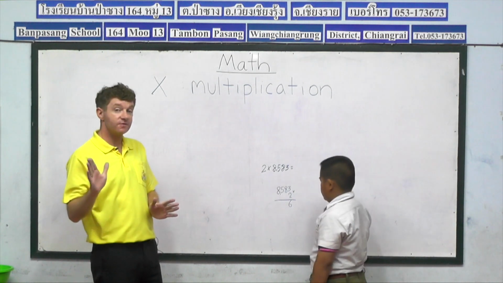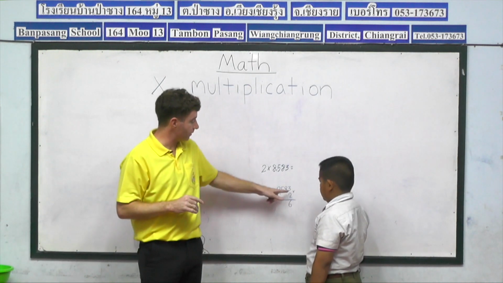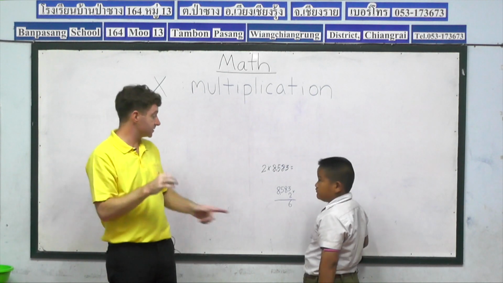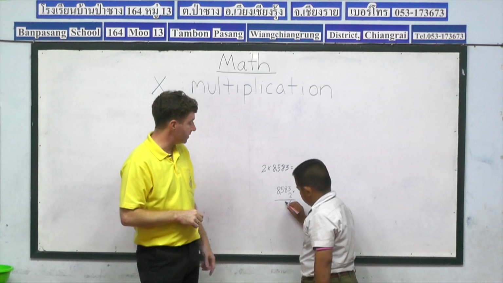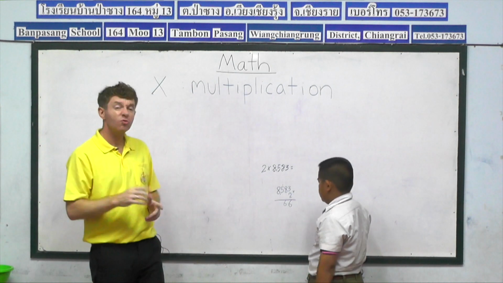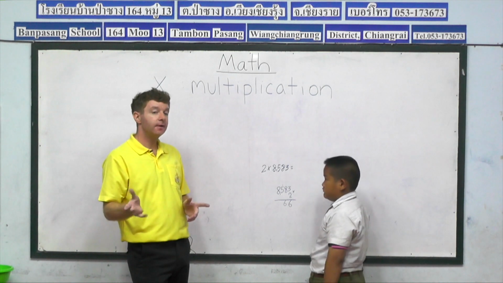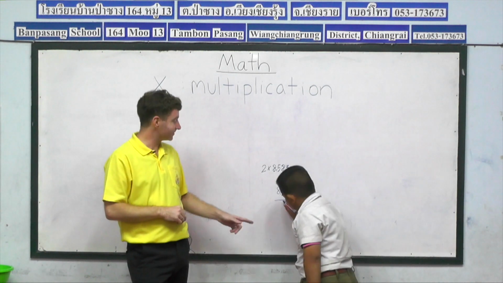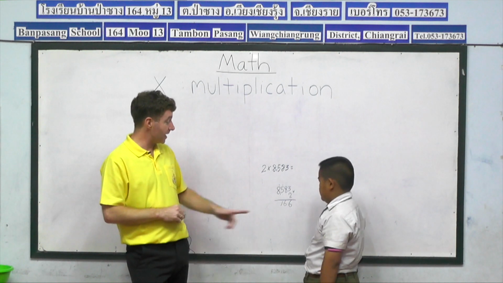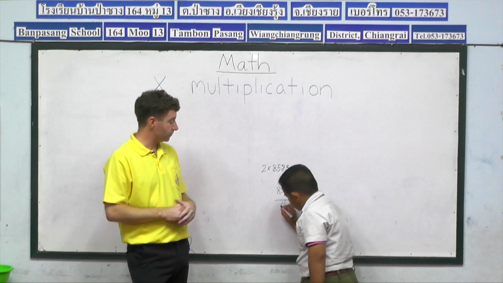Now we move on to the tens. 2 times 8, 16. So we write the 6. And this time, Ned, we carry over 1. Excellent. 2 times 5. Excellent. So we write the 1, carry the 1. Well done, Ned. And now we need another comma.